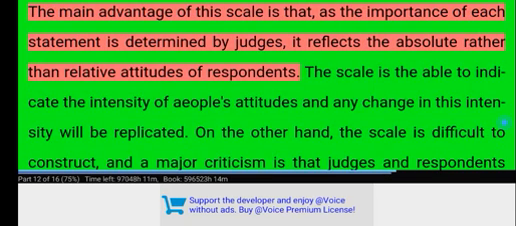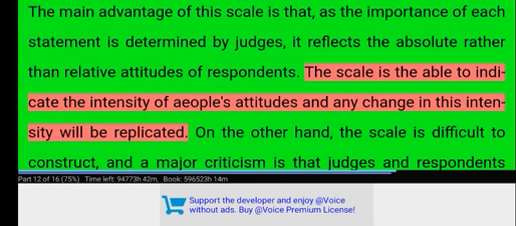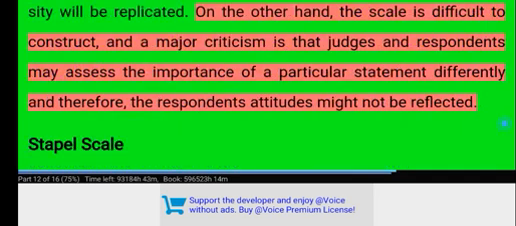The main advantage of this scale is that, as the importance of each statement is determined by judges, it reflects the absolute rather than relative attitudes of respondents. The scale is able to indicate the intensity of people's attitudes, and any change in this intensity will be reflected. On the other hand, the scale is difficult to construct, and a major criticism is that judges and respondents may assess the importance of a particular statement differently, and therefore, the respondents' attitudes might not be reflected.